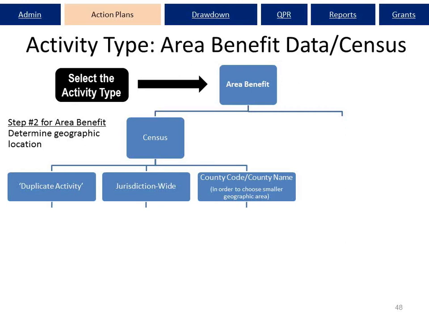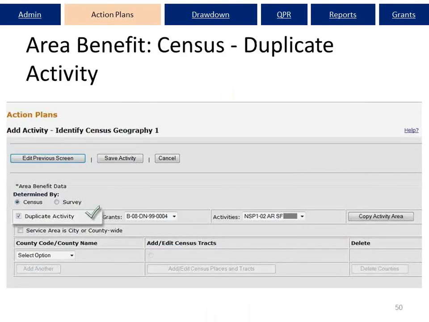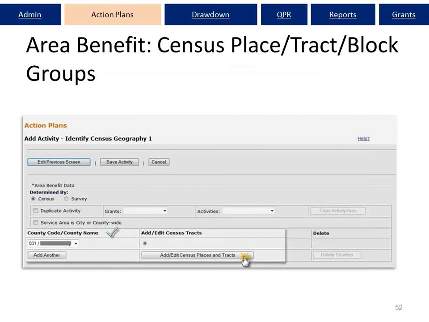You can say the activity is going to benefit the whole jurisdiction, or you can then pick county code, and then if you do those, then you're going to pick census place, tracts, and the block groups. So here's an example of duplicating another activity. You check the box on the left, you say what's the activity number, you hit copy activity area, and then all that other data, the tracts and block groups will be identified, and so will the overall percent low mod. There's just a checkbox for service area, city or county-wide, no other actions needed.